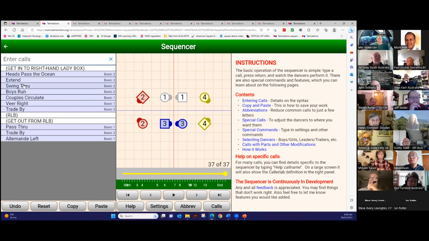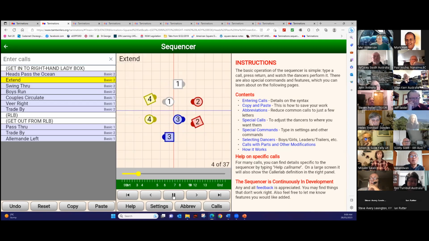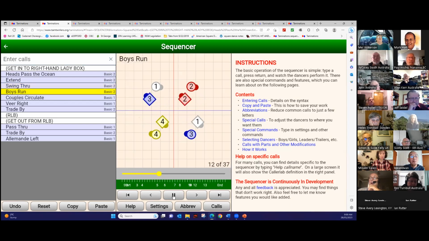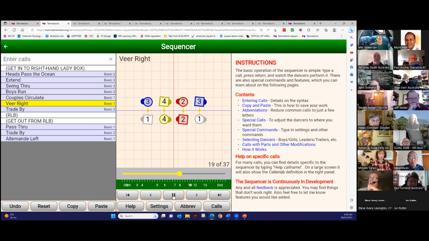Now, this works exactly the same for any of the boxes. I can get into a right-hand lady box. And this is a little more complicated. Your get-ins can be as complicated or as simple as you want.